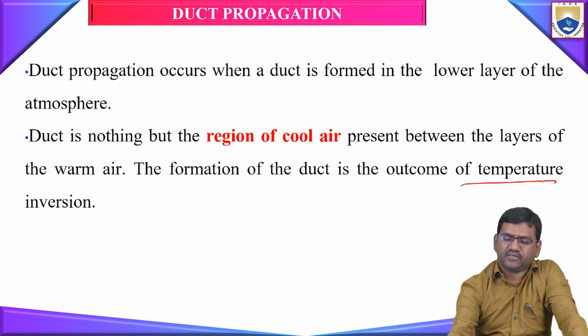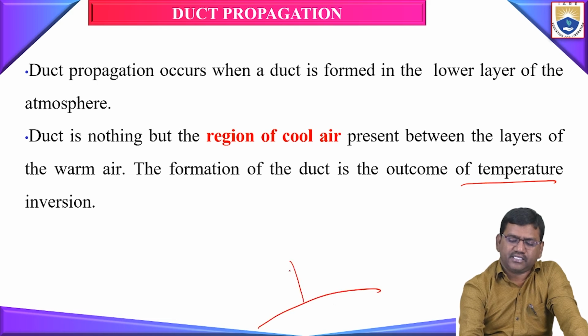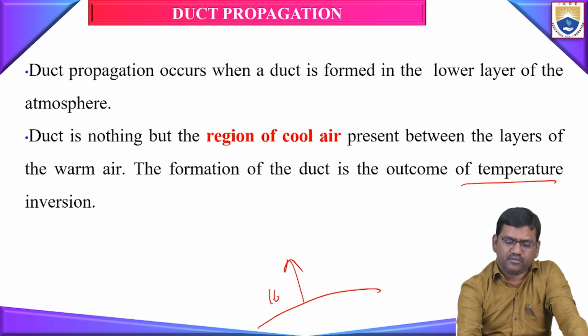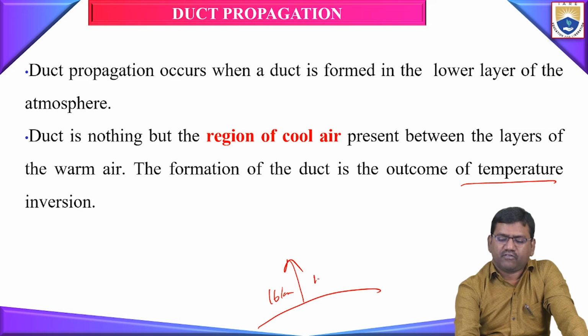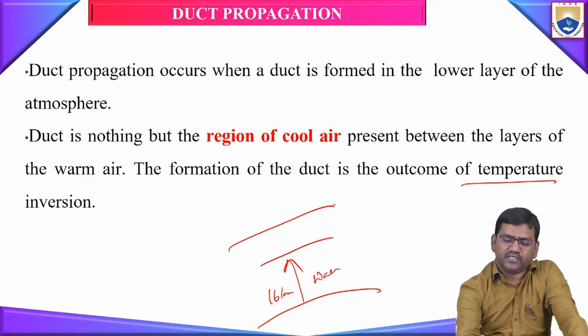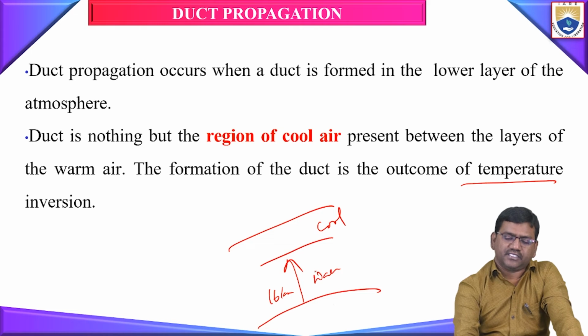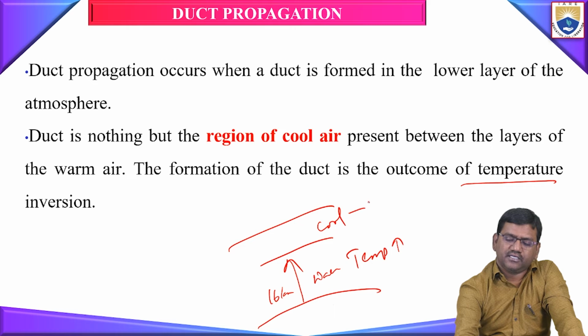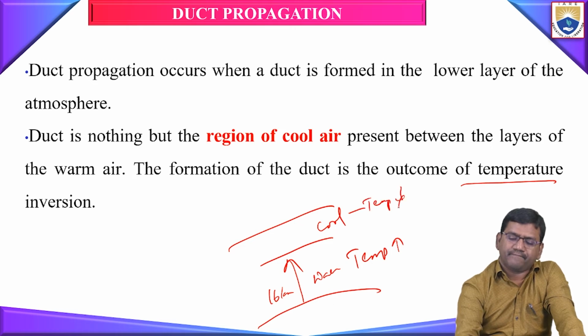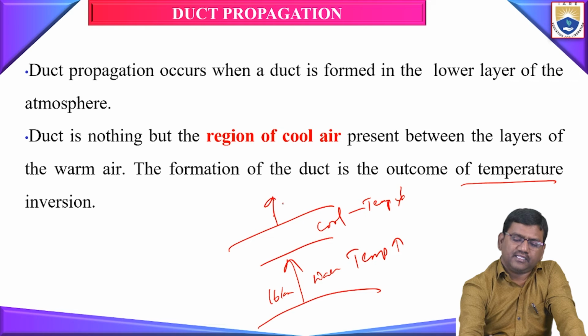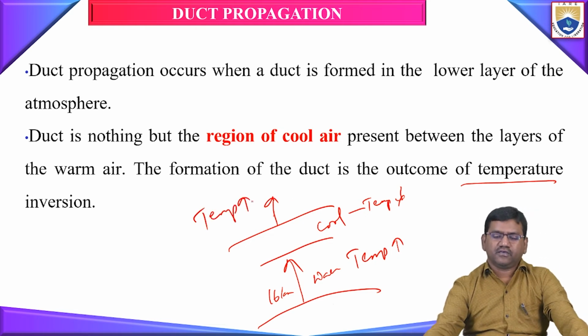Temperature inversion is the concept where, as the distance is increased to 16 kilometers, there is warm air, and after 16 kilometers there is cool air. As the height is increased, the temperature is increased. Here, the temperature is decreased. And after another region, the temperature will be increasing again. Where the temperature is decreasing, the duct is formed in that layer.